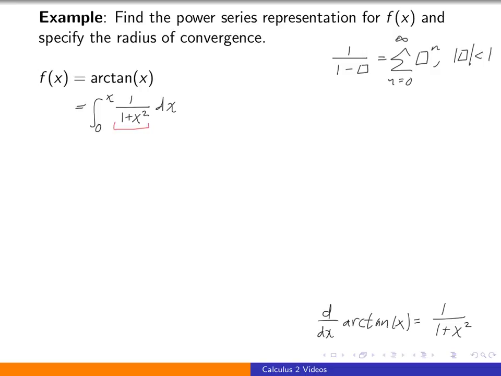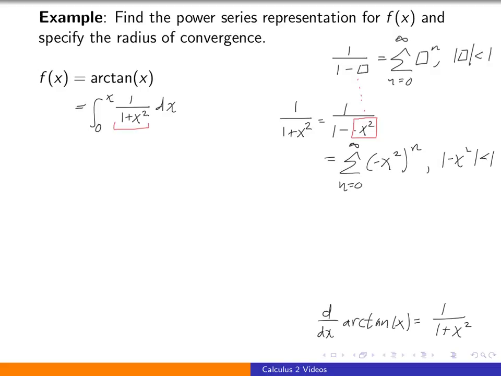So let's do a little bit of work to the side. 1 over 1 plus x squared is equivalent to 1 over 1 minus a minus x squared. And that minus x squared is the something which we will plug into the formula above. So this becomes the sum from n equals 0 to infinity of that something, minus x squared, raised to the nth power. And this will converge as long as the absolute value of minus x squared is less than 1, which is equivalent to the absolute value of x being less than 1.